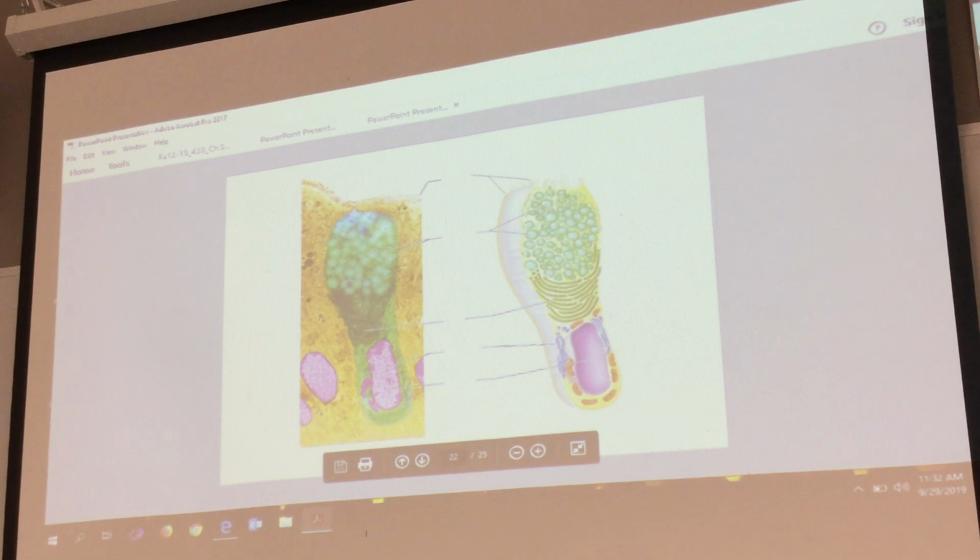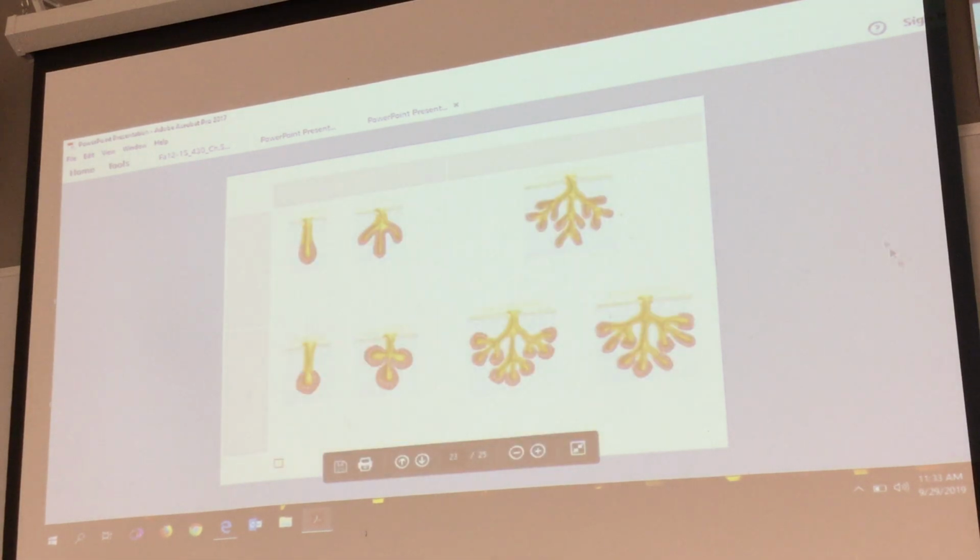Goblet cell, which is a unicellular exocrine gland, the only one. Inside the vesicles, mucin. How is it released? Exocytosis. So what are we classifying here? Multicellular exocrine glands.